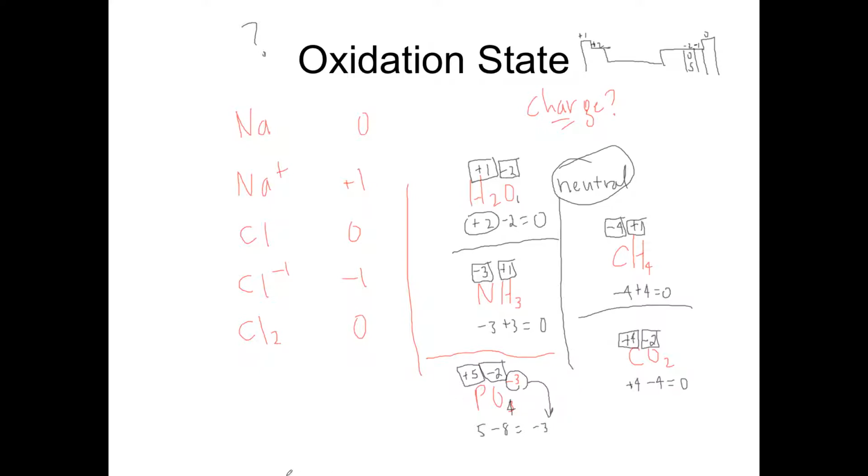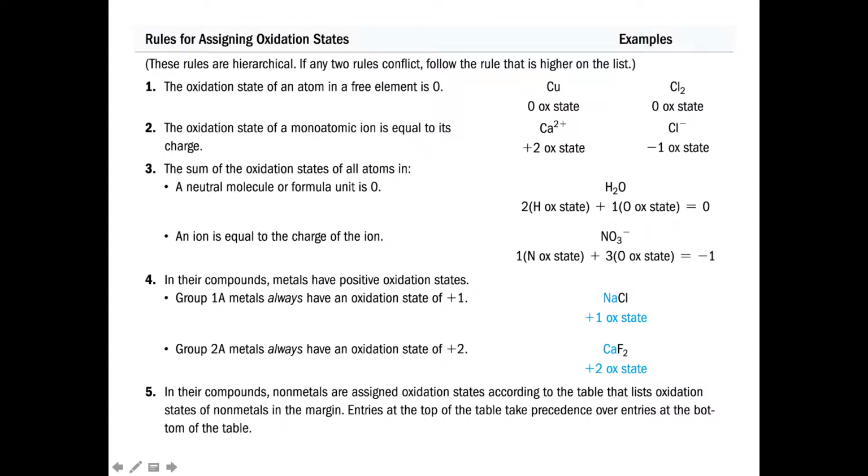All right, so let's go look at the rules. I know we've just talked about them. The rules are on page 161. I want to emphasize here that these rules are hierarchical. If any two rules conflict, follow the rule that's highest on the list. So the oxidation state of an atom in a free element is 0, always. It's the highest one. This is the most important rule.